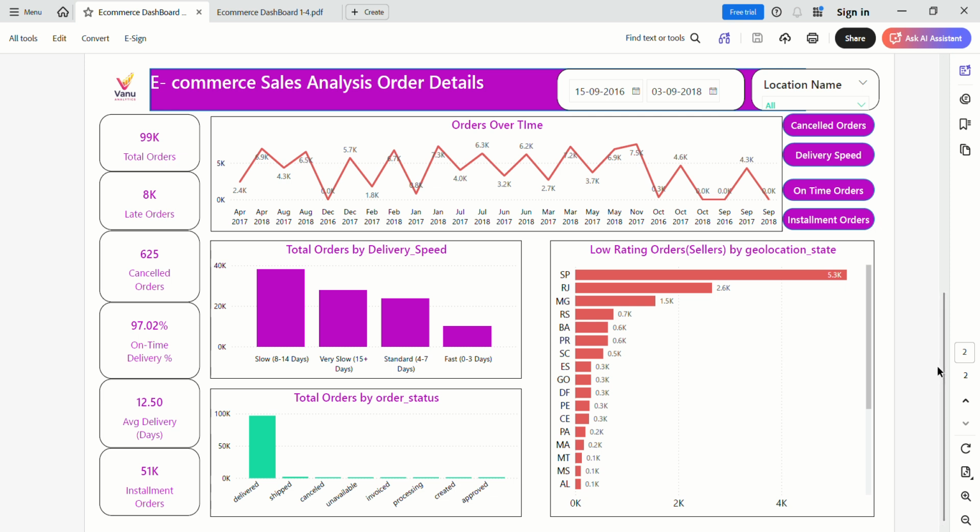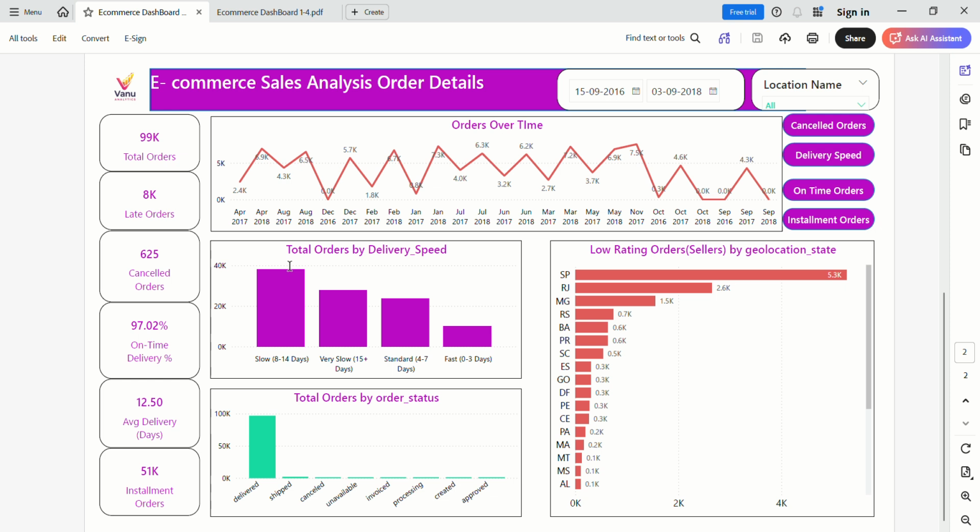And this is page number 2 of the e-commerce sales analysis, order details. This report is explaining the order details. And we can see here the cancel orders, the delivery speed, on-time orders, installment orders, and the line chart is explaining the orders over time. And we can see how many orders we received over time.